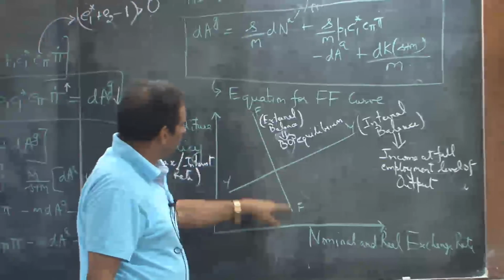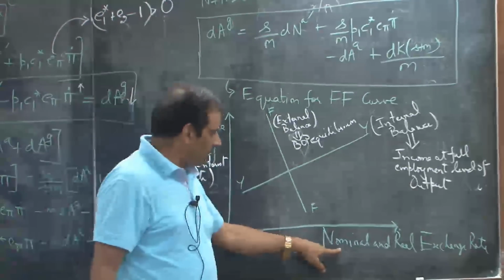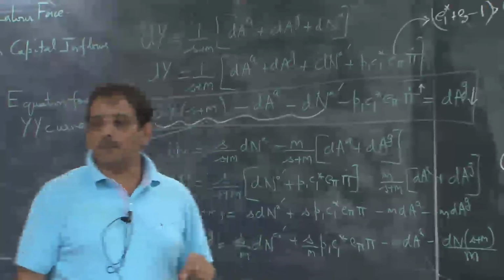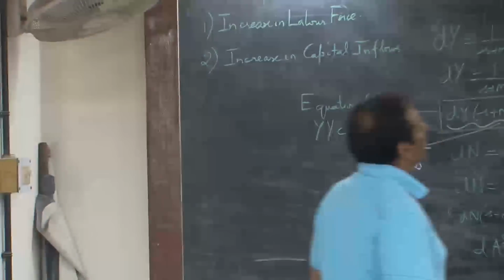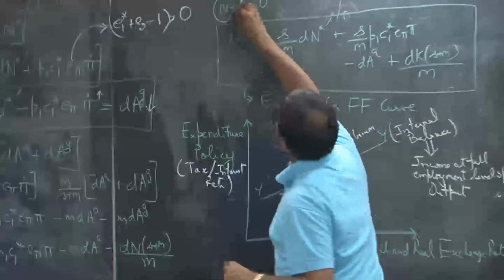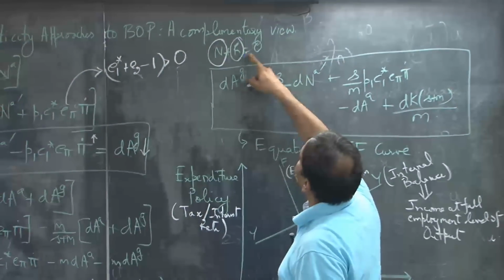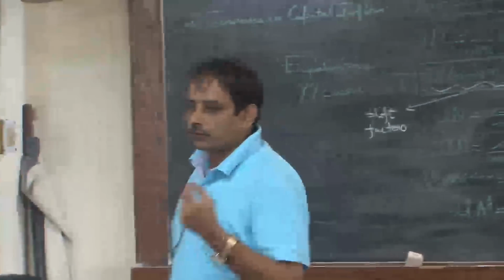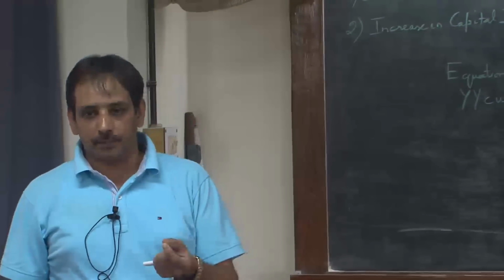The FF curve shows different combinations of expenditure policy and nominal and real exchange rate, which brings about external balance. External balance is when you have a balance of payment equilibrium. When do you have a balance of payment equilibrium? When the current account balance, which is N, is matched by the capital inflows, so N plus K is equal to 0. Or the sum of the autonomous receipts is equal to the sum of autonomous payments, then only you have a balance of payment equilibrium.